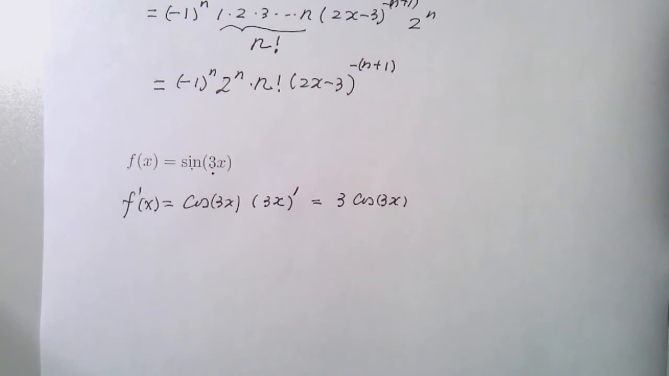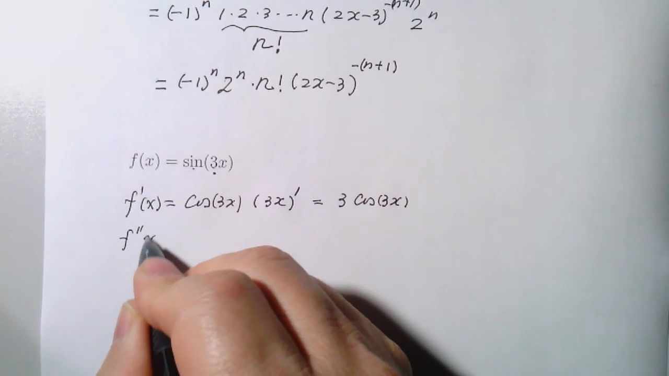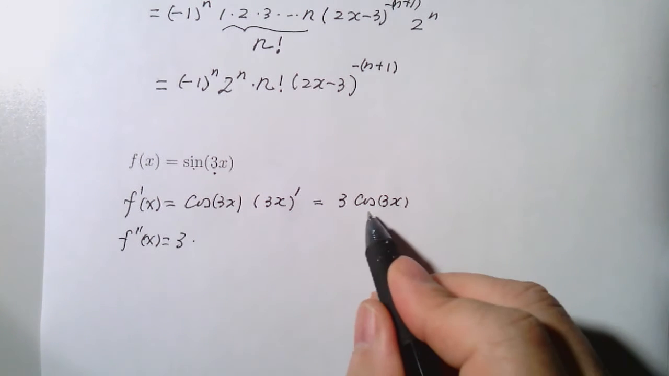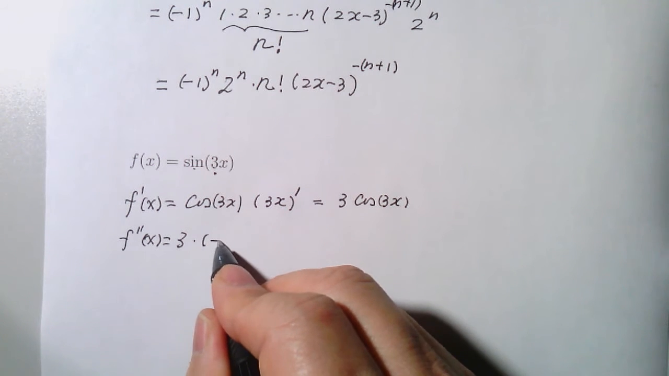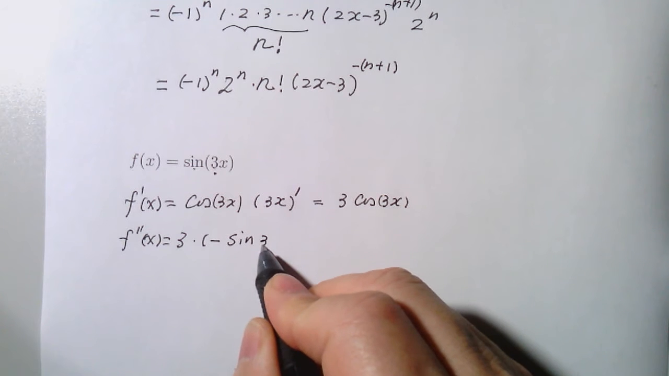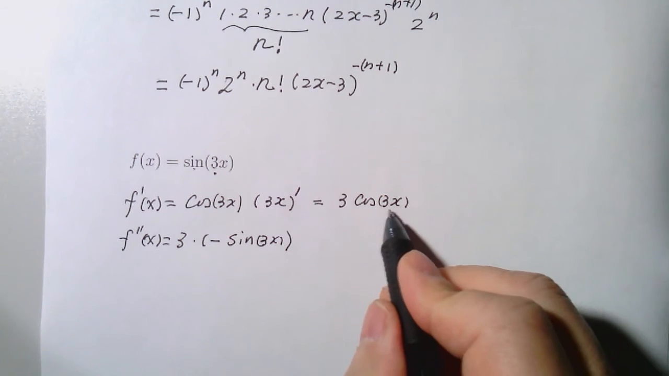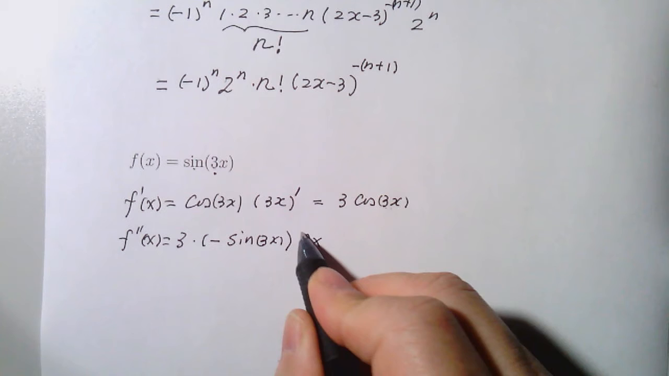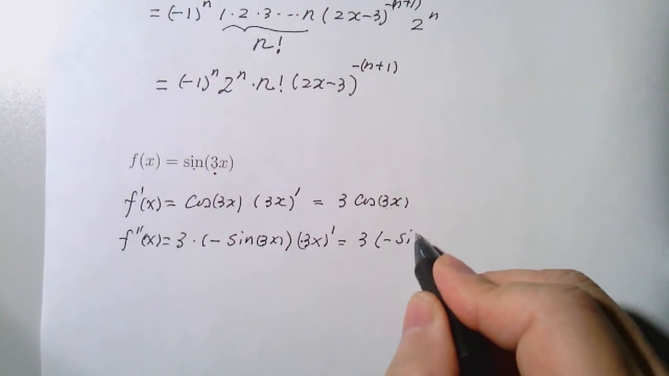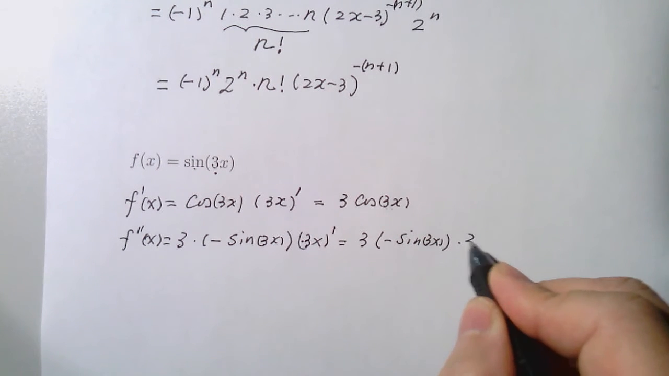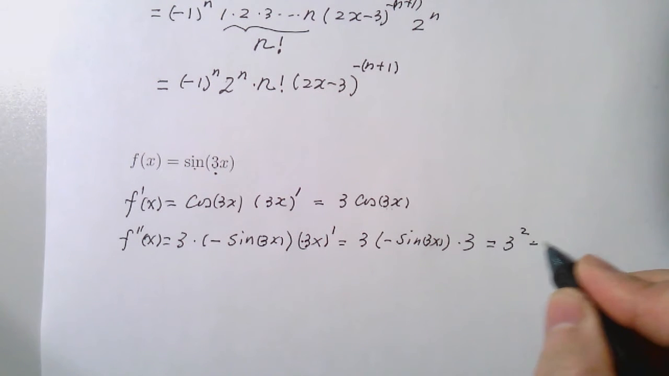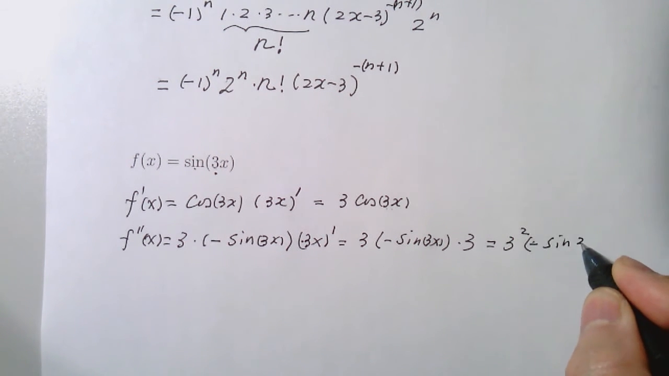Okay, so let's look at the second derivative. The 3 we keep, not change, but the cosine derivative is negative sine. So negative sine 3x. And again, the 3x derivative gives another 3. So you can write this as 3 squared, but now you have negative sine 3x.